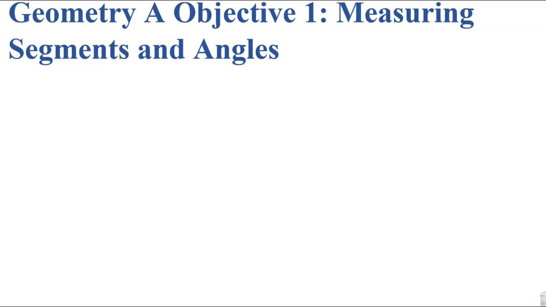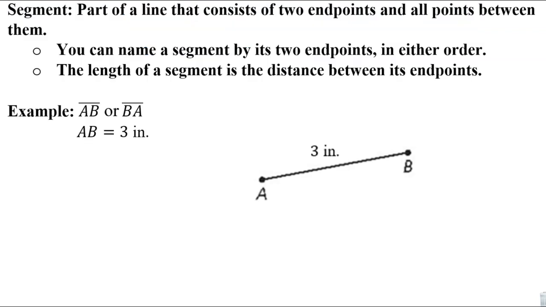Okay, so let's get going with objective 1 here. Now we've got a lot of vocab to go through in this section. And really, it's vocab words we're going to be using all the way through the rest of geometry. So important stuff. We'll make sure we touch on it all. First off, let's talk about a segment. I'm going to say it's part of a line that consists of two endpoints and all the points between them.